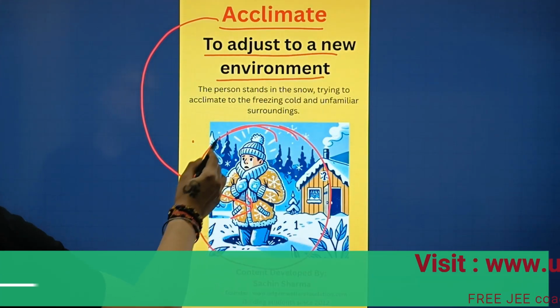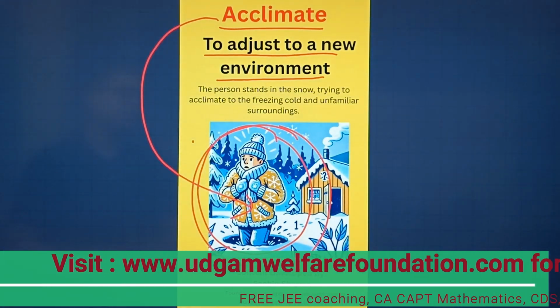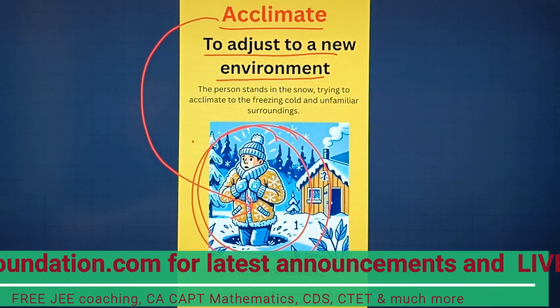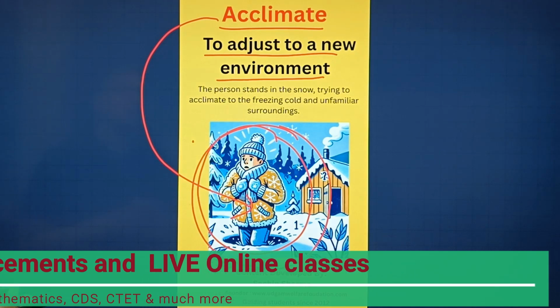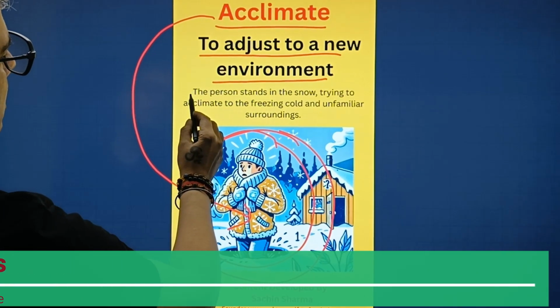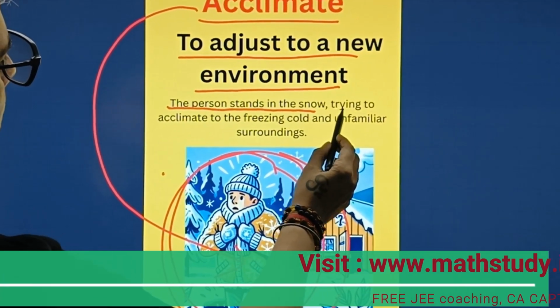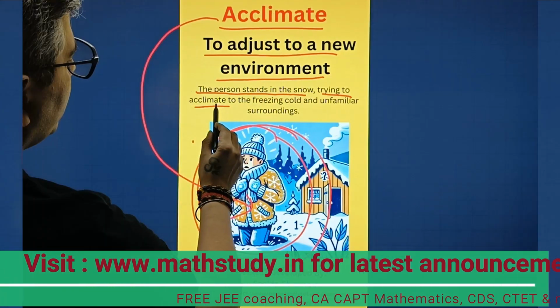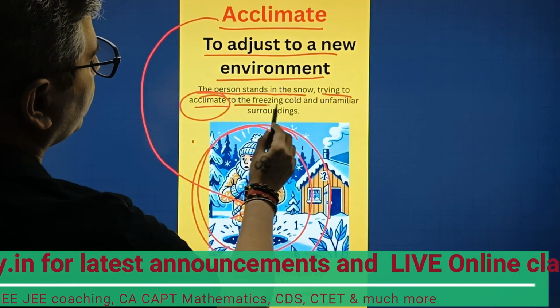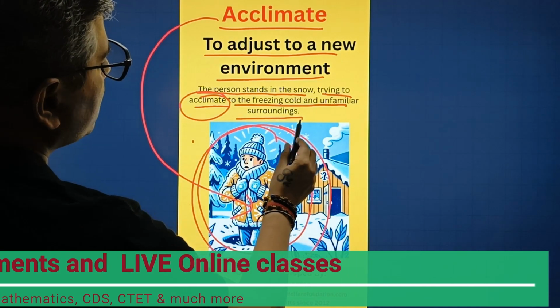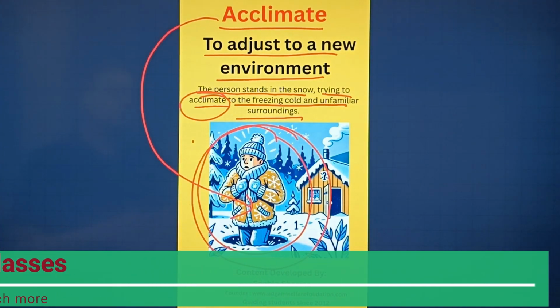Basically what he is doing, he is trying to adjust himself to the high altitude temperature here. So the meaning and the sentence is here: the person stands in the snow trying to acclimate. That means to adjust himself to the freezing cold and unfamiliar surroundings. Now let's move towards our next word.